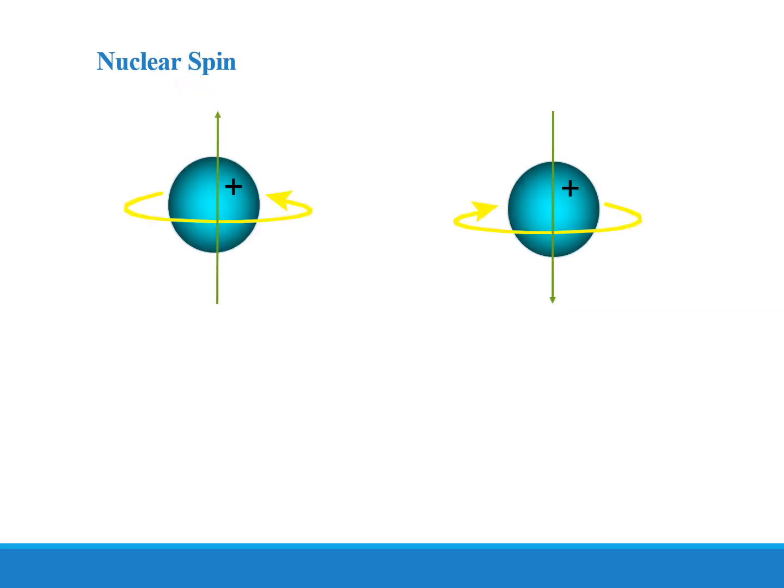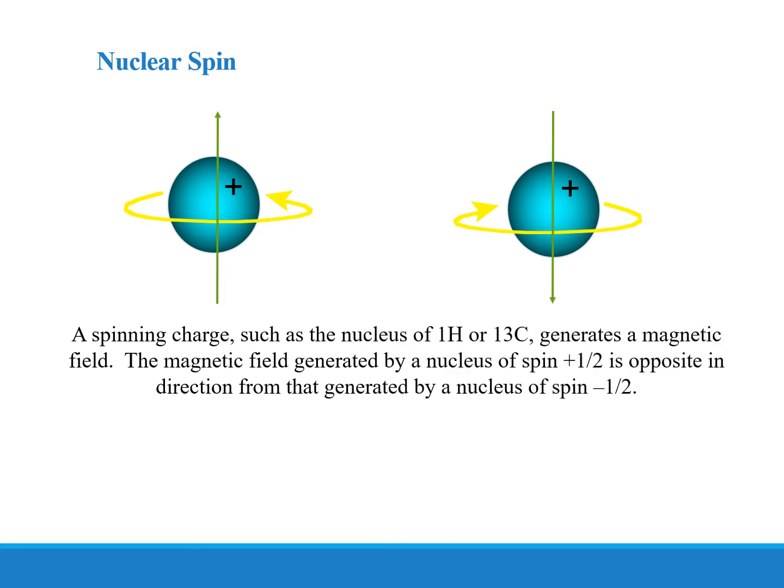So the nuclei, such as the nuclei of a proton and a carbon, generate a magnetic field, and the magnetic field generated by the nucleus can be in plus-half spin or minus-half spin, which means the magnetic field in plus-half spin will be opposite in direction from the magnetic field that's generated by minus-half spin.